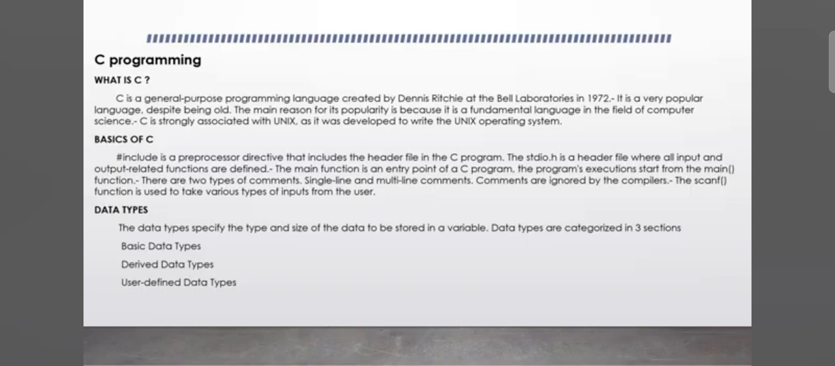There are two types of comments, single line and multi-line comments. Comments are ignored by the compilers. The scanf function is used to take various types of inputs from the user. Data types. The data types specify the type and size of the data to be stored in a variable. Data types are categorized in three sections: the basic data types, derived data types, and user-defined data types.